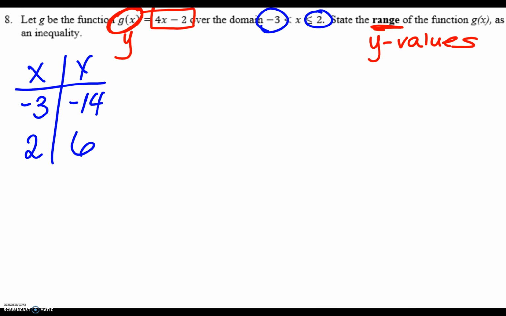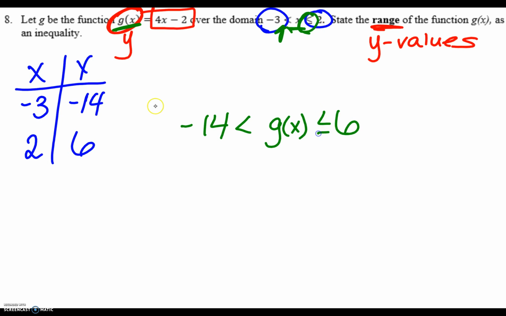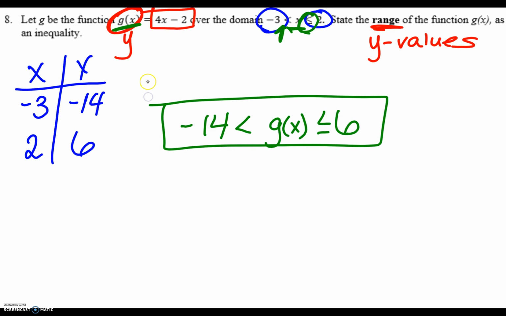So now that we have our two corresponding y values, we want to write them from least to greatest, so negative 14 to 6. Instead of the x in the middle, we're going to put g of x, or our y, and we want to copy the symbols that were used. So when y was negative 14, that was an x value of negative 3, so our symbol was less than. And for the 6, the corresponding x value was a 2, and we used the less than or equal to symbol. And that's our final answer.